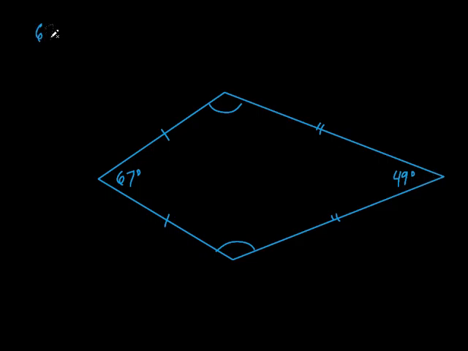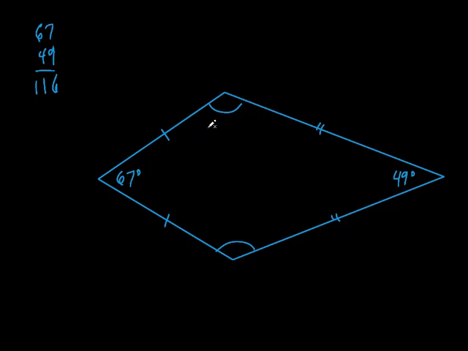Okay, let's add 67 and 49. Let's see what we get for that. Let's add a 6, and that's a 116. Okay, so these two add up to 116. Does that mean this angle is 116? No. By 180? 360. Why 360?